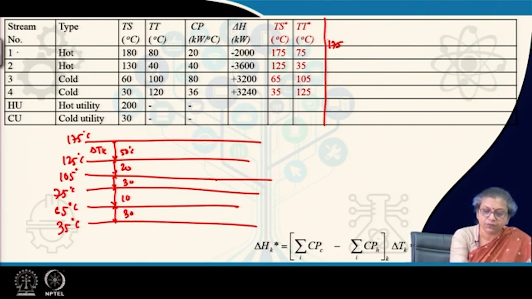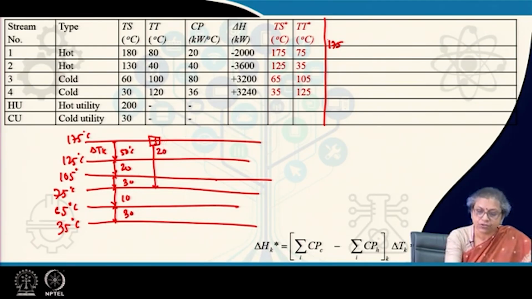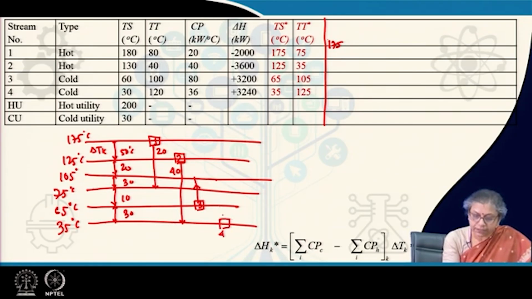For example, for stream 1 it starts from 175 and it ends in 75. I write down the Cp also here, the Cp is 20. For stream 2 it starts from 125 and ends in 35. What is the Cp for this case? It is 40. Stream 3 starts from 65 and goes till 105. Stream 4 starts from 35 and goes till 125, perfect.